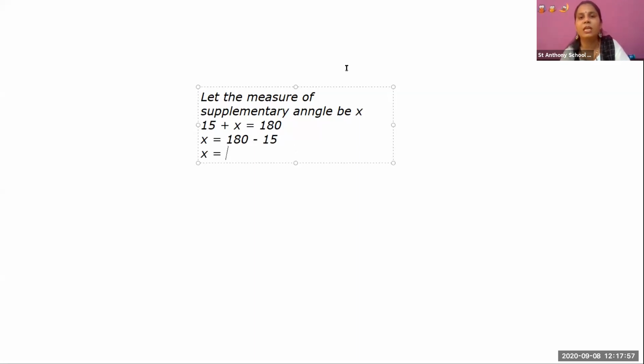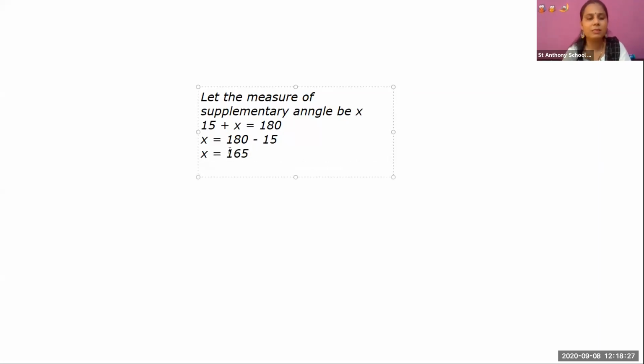180 minus 15 is equal to what? 165. Yes, the answer is 165. Correct. Everyone is giving answers. Very nice students. You are ready with the answer before the question is even asked. Very appreciating this. 180 minus 15 is 165. So x is equal to 165.